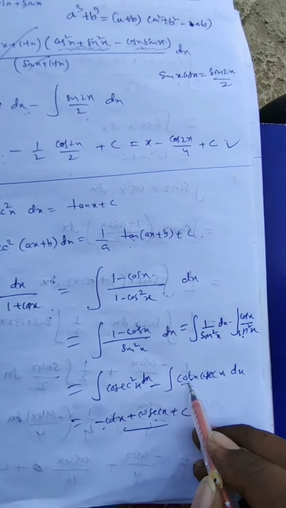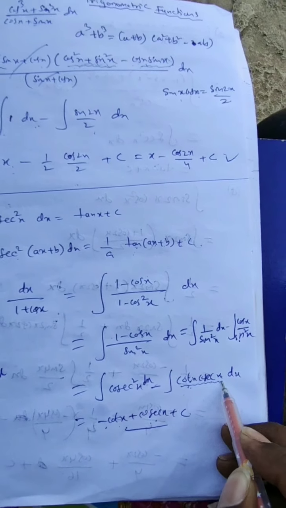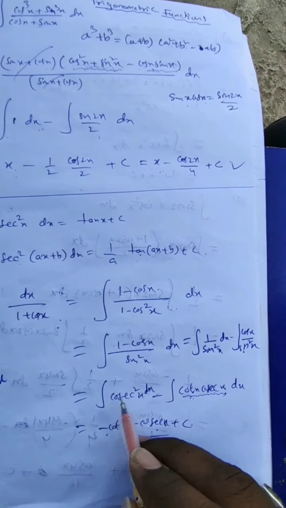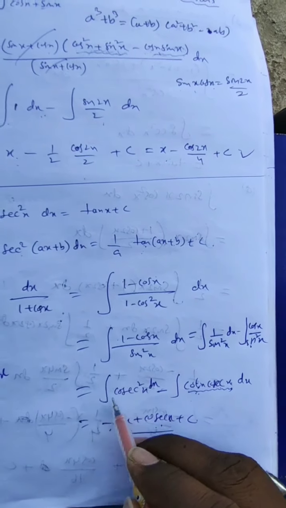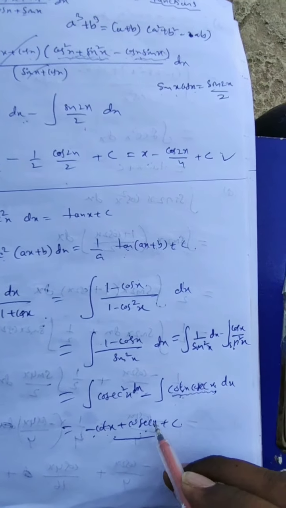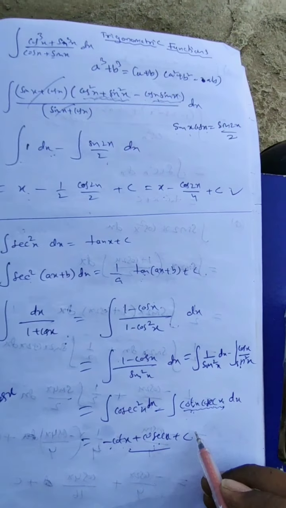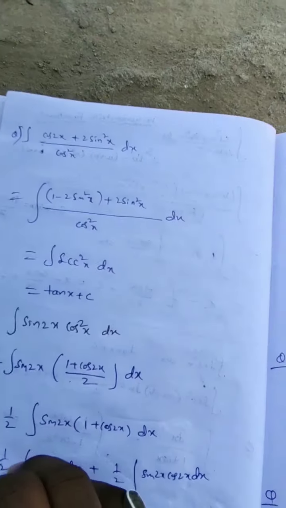So integration of cot x into cosec x is minus cosec x. So you have cosec square x, integration of this is minus cot x, and integration of the other is cosec x, plus c. This is the answer. Okay, let us go for another question.